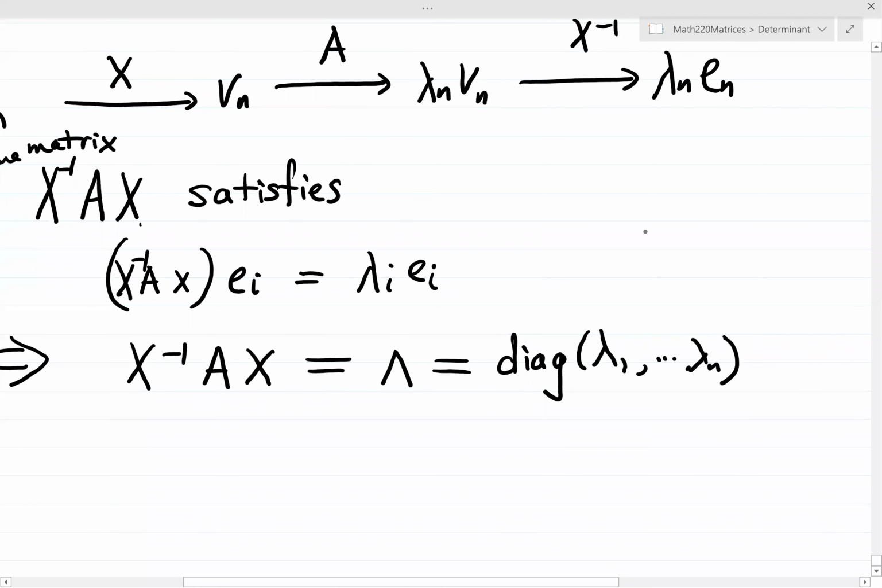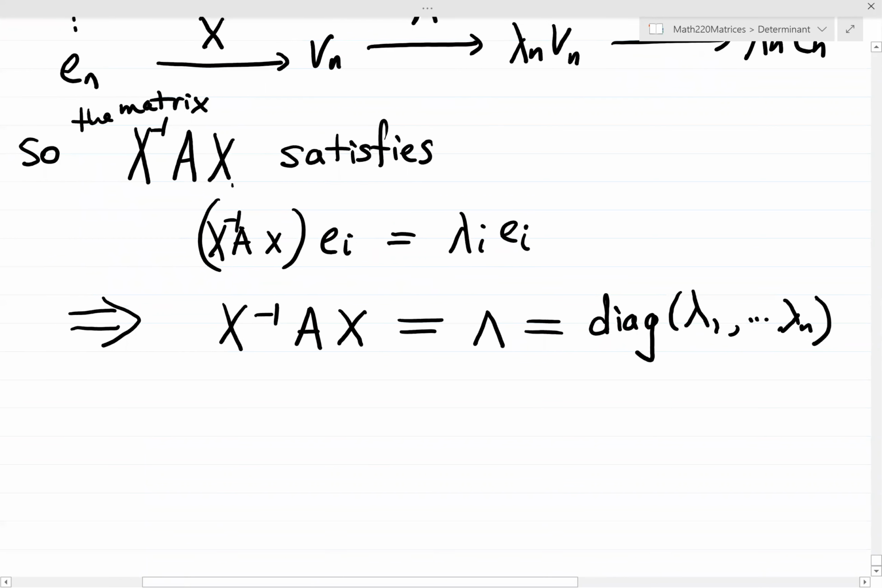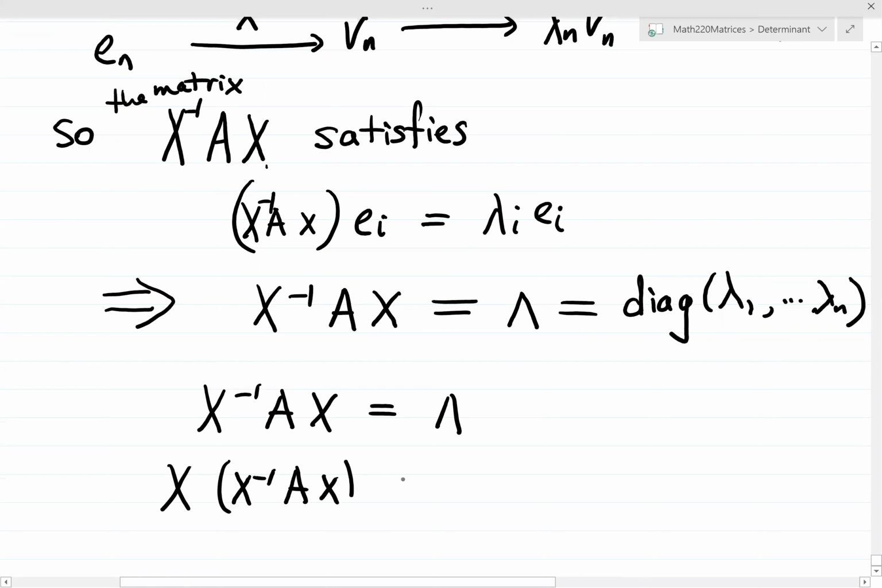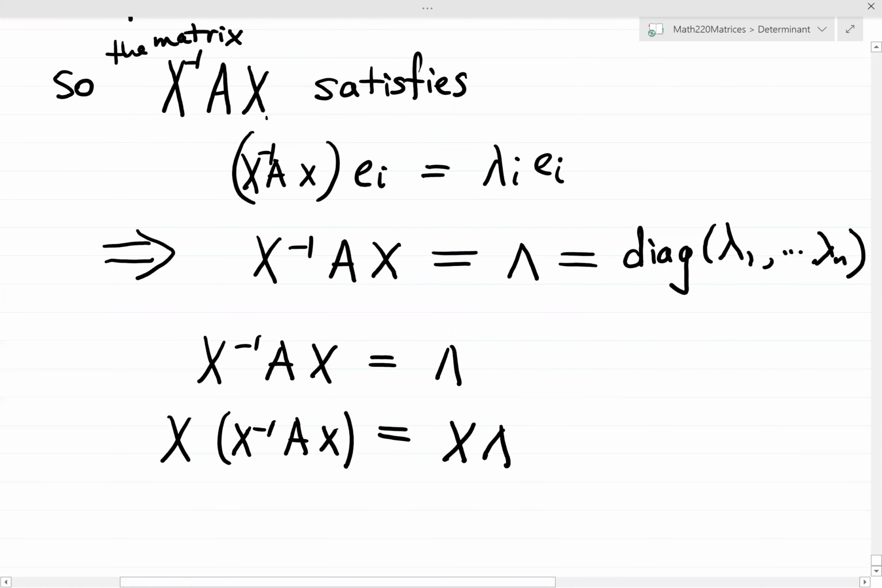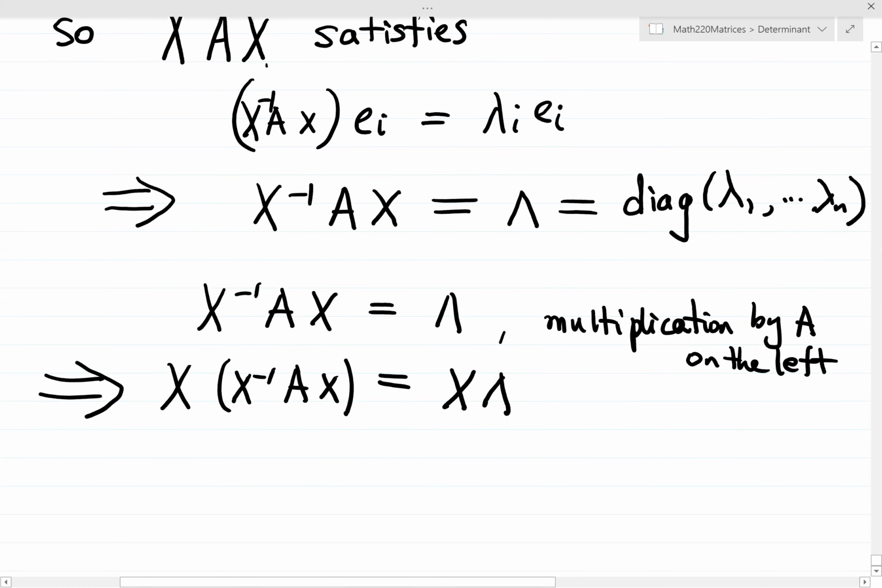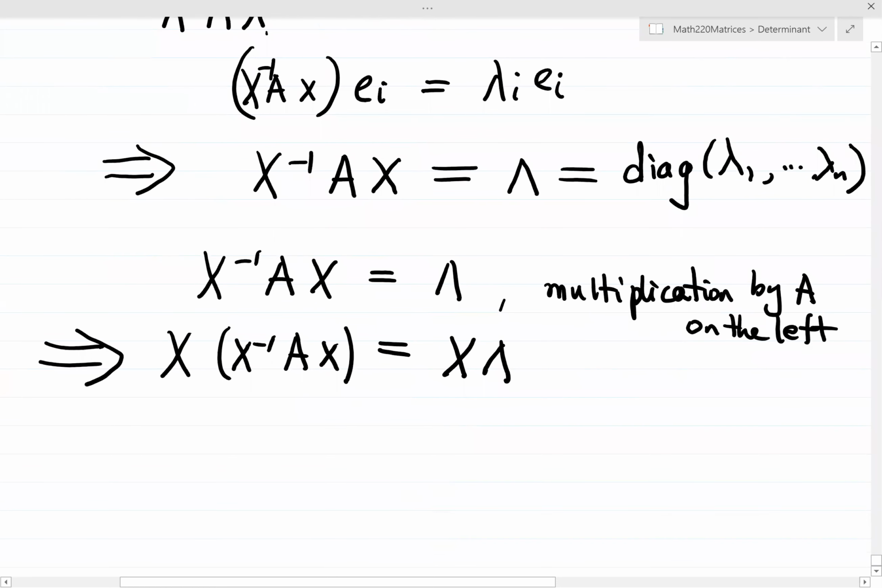Then we can solve for A. We have X inverse AX equals gamma, so we multiply by X on the left: X X inverse AX equals X gamma. Use the associative property: X times X inverse cancel out each other, giving the identity. So we get AX equals X gamma.